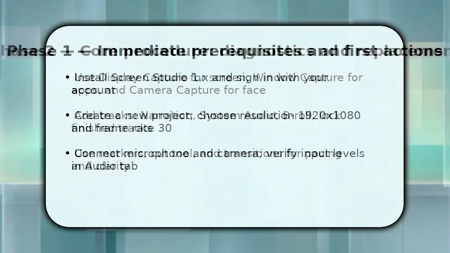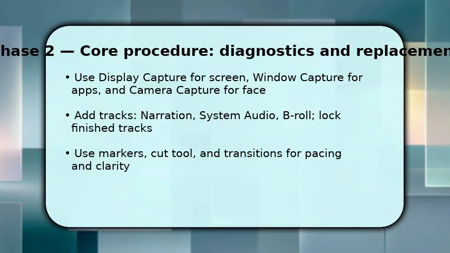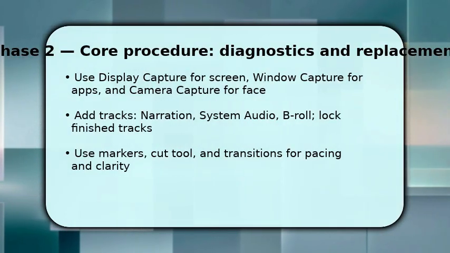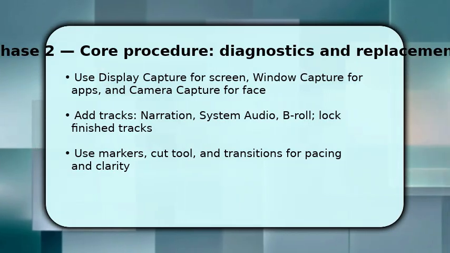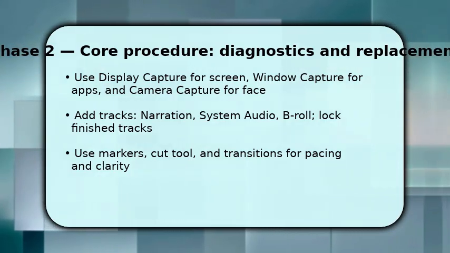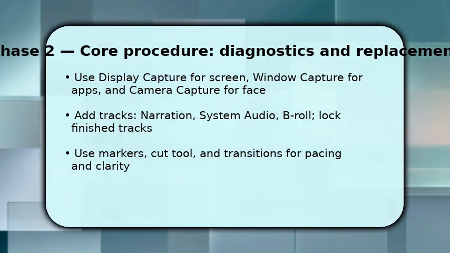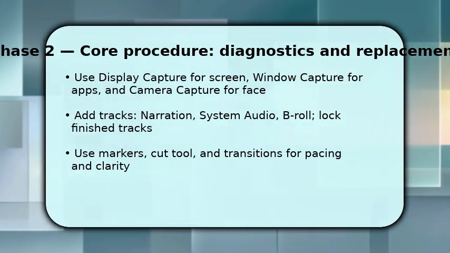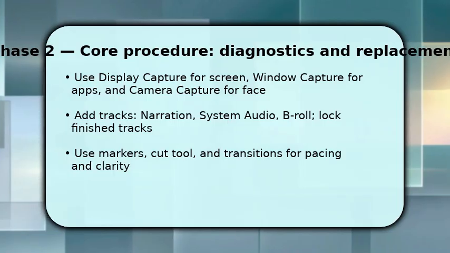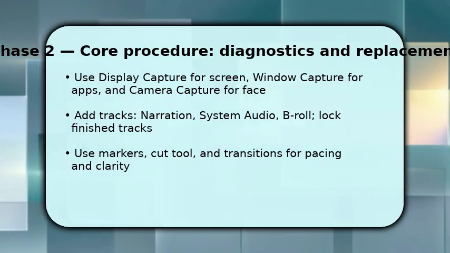Now capture and layer your content. Start display capture for the entire screen and window capture for specific apps, while camera capture records your face. You should record narration on a separate track to allow clean edits. Once segments are good, lock those tracks. Use markers during recording to note key moments so edits are faster.